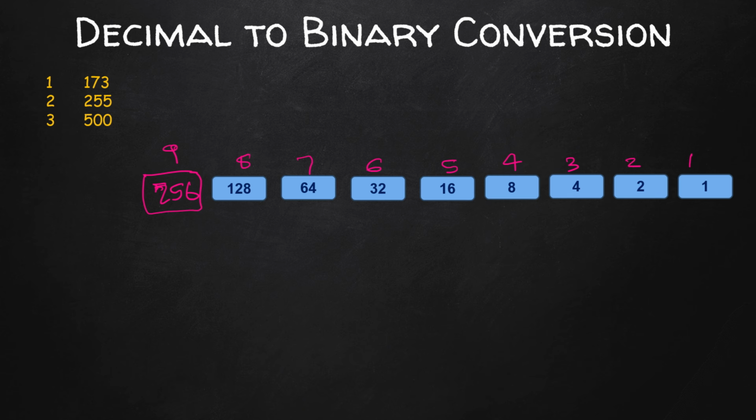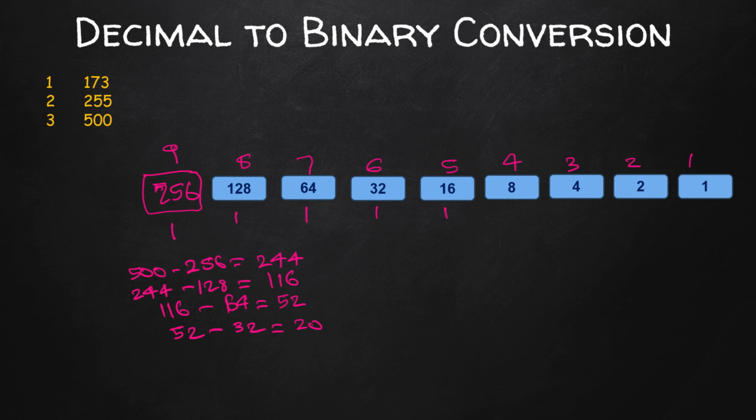For 500 we have here 256. I selected that. So 500 minus 256 is equal to 244. Then I went to the next group. I selected 128. So 244 minus 128 is equal to 116. Then I went to the next one. I selected that. 116 minus 64 is equal to 52. Then I went to the next one and I selected that. 52 minus 32 is equal to 20. Then I went to the next one. I selected that. 20 minus 16 is equal to 4.